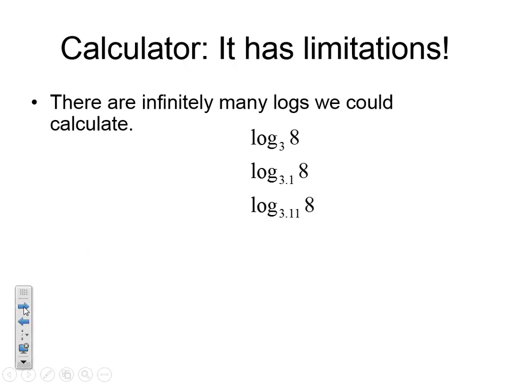So our calculator has limitations. You don't have to write this page down. Our calculators, though, have limitations. There are infinitely many logs that could be calculated. We just went through a few of them, and we could figure them out in our heads. But now, log base 3 of 8, what does that equal? Well, we're not sure, because we know 3 squared is 9, and 3 to the -2 would be 1/9. But we're not sure how to do this.